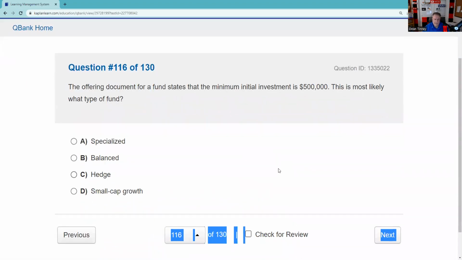What offering document of a fund states the minimum initial investment is $500,000? Ooh, certainly not a mutual fund. Sounds like a hedge fund. Remember, only offered to accredited investors.